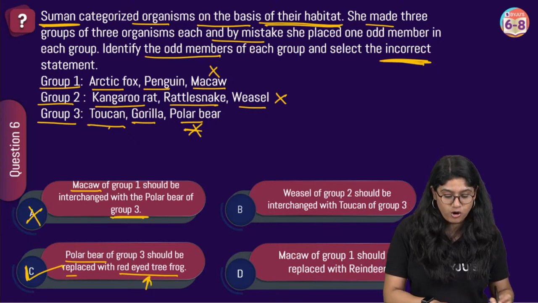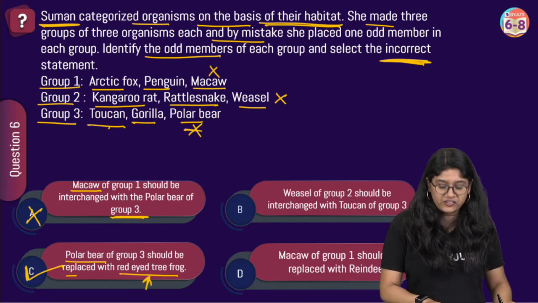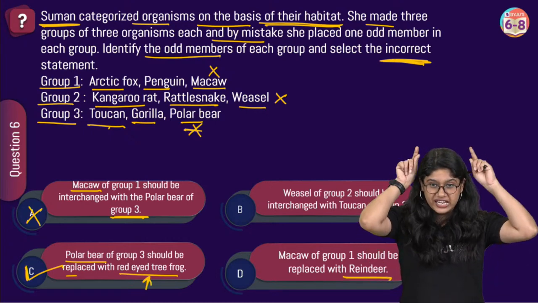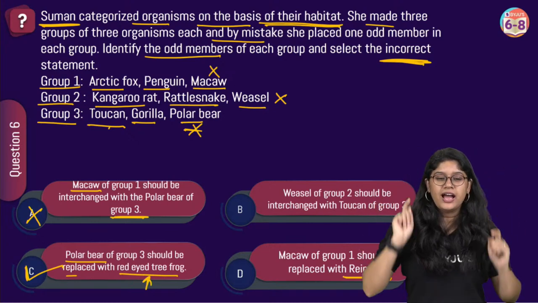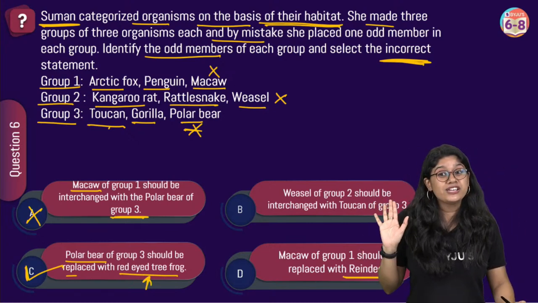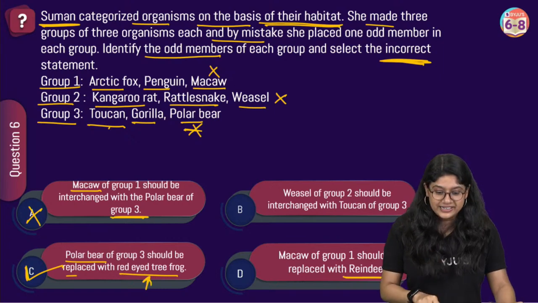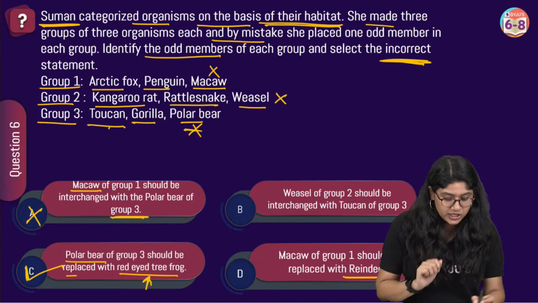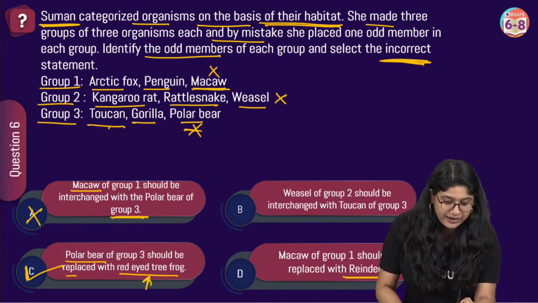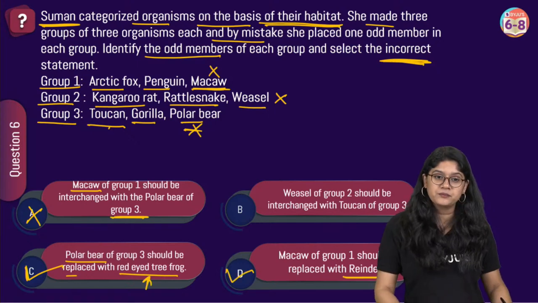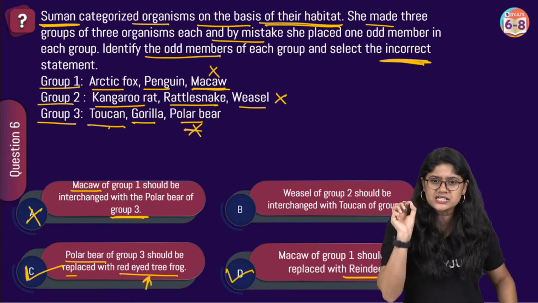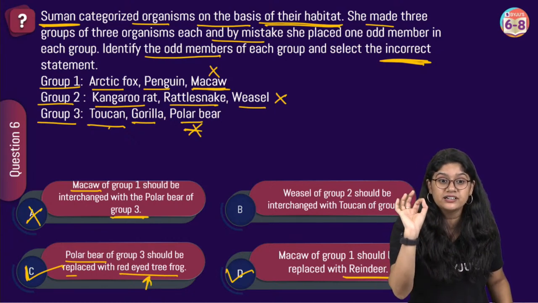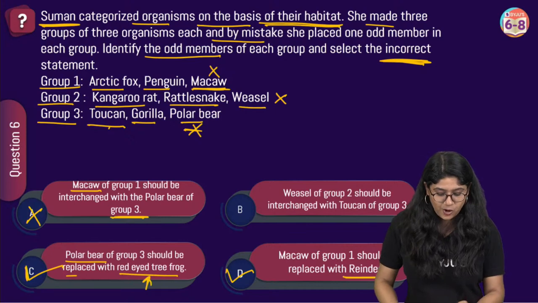Now we have macaw of group 1. Can we replace it with reindeer? How many of you know what a reindeer is? They have very big horns, right? I'm sure in the Christmas movies we usually see this animal. It is an animal which is found in the colder region. So if we change macaw with the reindeer, it will be a correct statement. So the only statement which is not making any sense to us, which is absolutely incorrect, is option B.